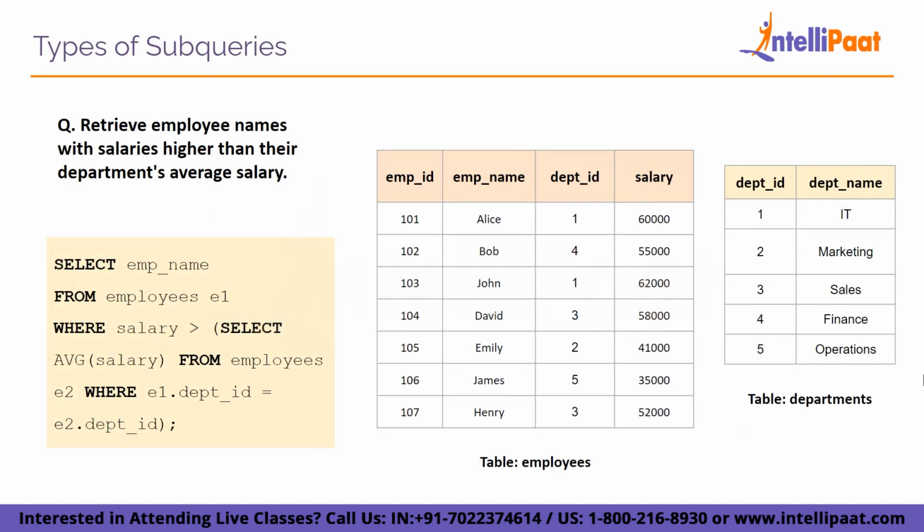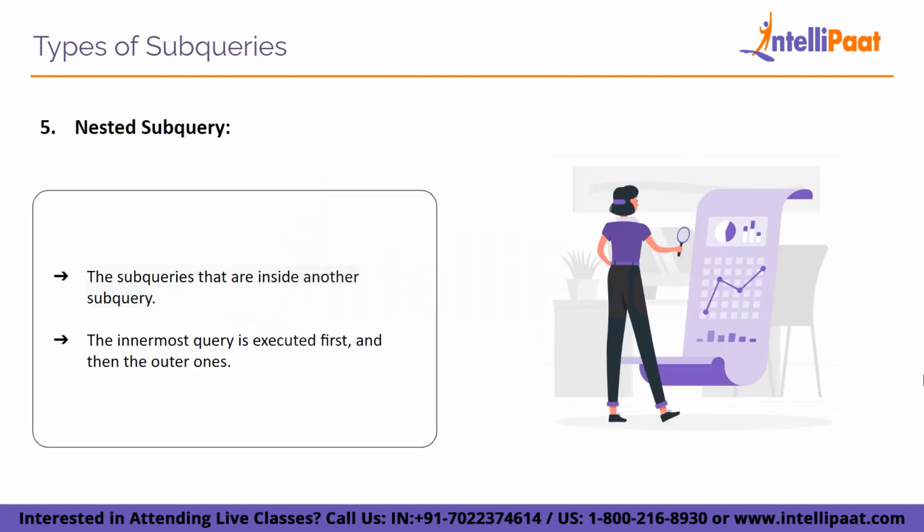So here is the query. Just see the complete SQL query that is written there. For each employee in the outer query, the correlated subquery calculates the average salary in the employee's department and then compares it to the employee's salary. And when you run this complete query, you will get the employees who earn more than the average salary in their respective departments. Lastly, we have nested subquery.